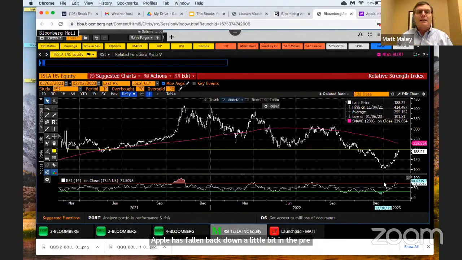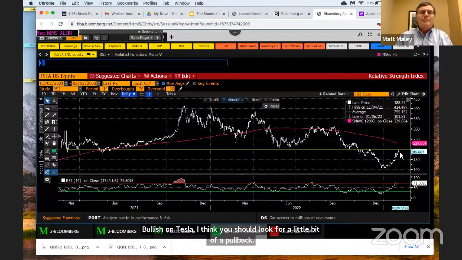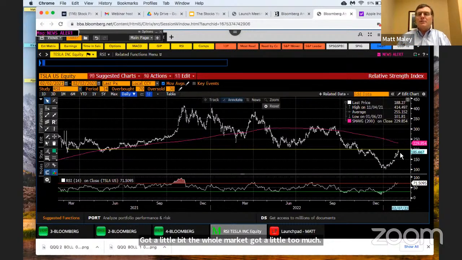So the whole NASDAQ looks like it's going to be a little bit lower tomorrow. So Tesla will probably be lower tomorrow. But if you're bullish on Tesla, I think you should look for a little bit of a pullback. The whole market got a little too much euphoria in it the last couple of days. People going into the weekend, fast money traders will want to take some money off the table. So even if you like it, even if you think it's going a lot higher, I think you'll do better by holding off for a couple of days.